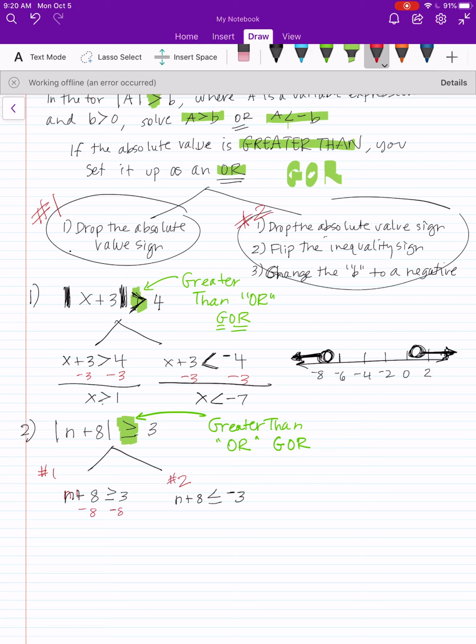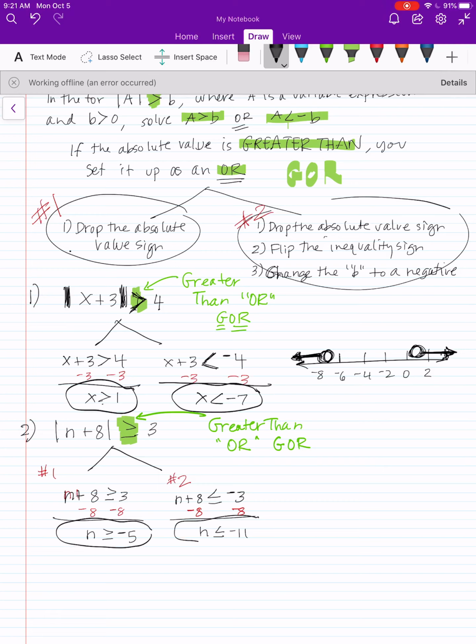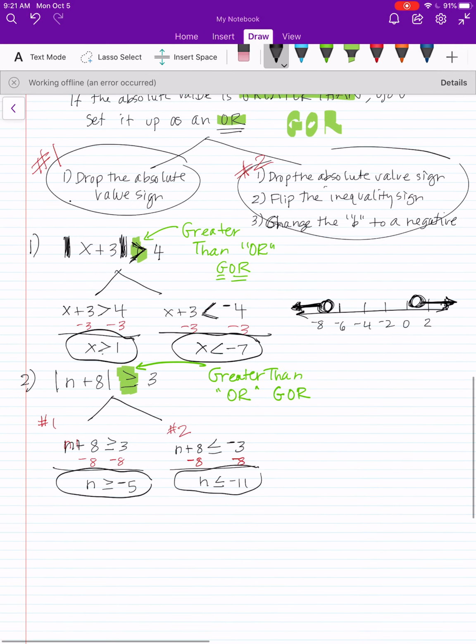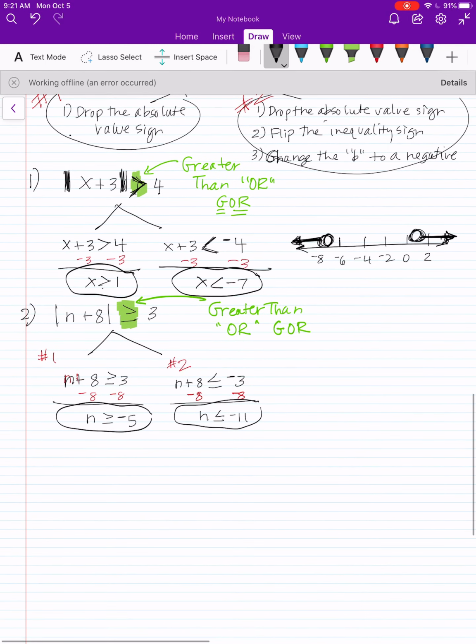So I subtract 8 and I subtract 8. So that would be n is greater than or equal to negative 5. Over here, I subtract 8 and I subtract 8. And n is less than or equal to negative 11. And notice when I'm doing these, it isn't like before. Sometimes we saw that 4 and negative 4 with the equations. Not that way, okay? So let's kind of take it up a notch. Those are 2 basic ones.